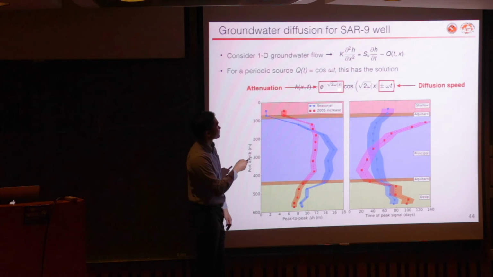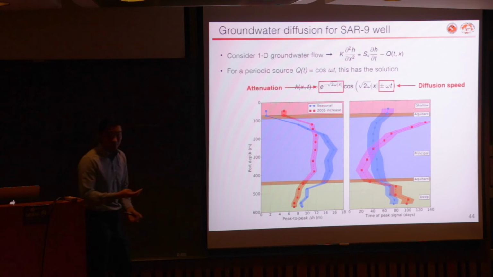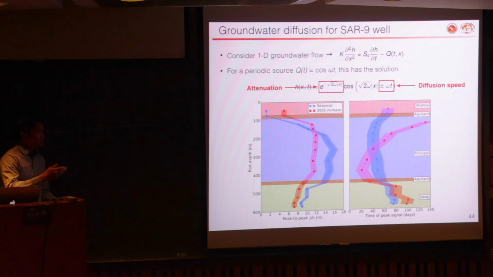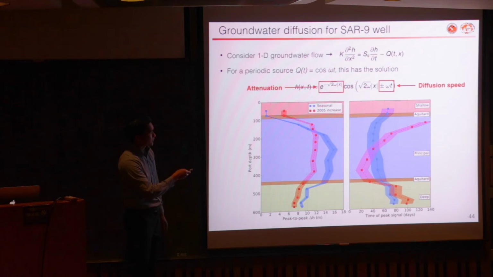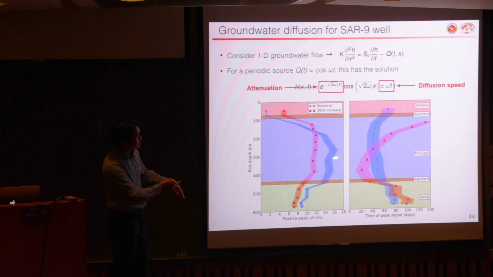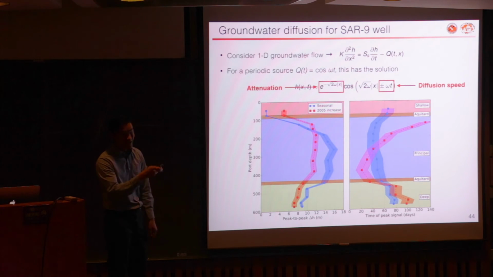So in this attenuation term, you can see omega here. It's a frequency-dependent attenuation. So very rapid high frequency means you have very rapid attenuation, which makes sense because for the seasonal effects, it has higher frequency, so the amplitude attenuates faster, it decreases faster. And the diffusion speed should be faster for a higher frequency.